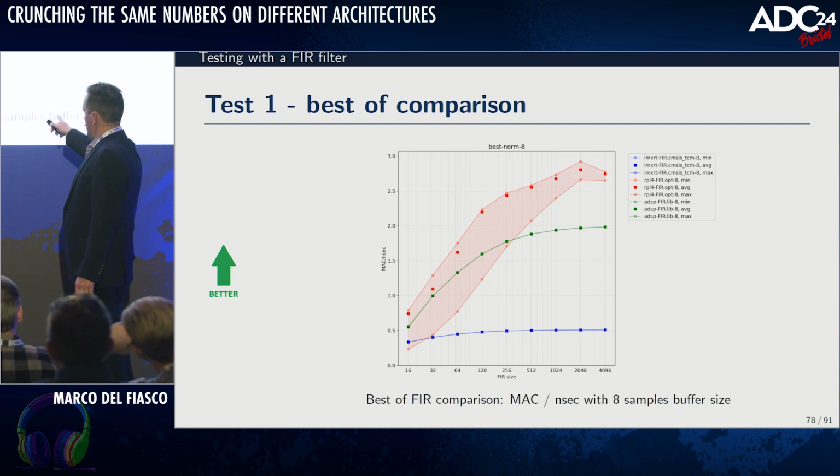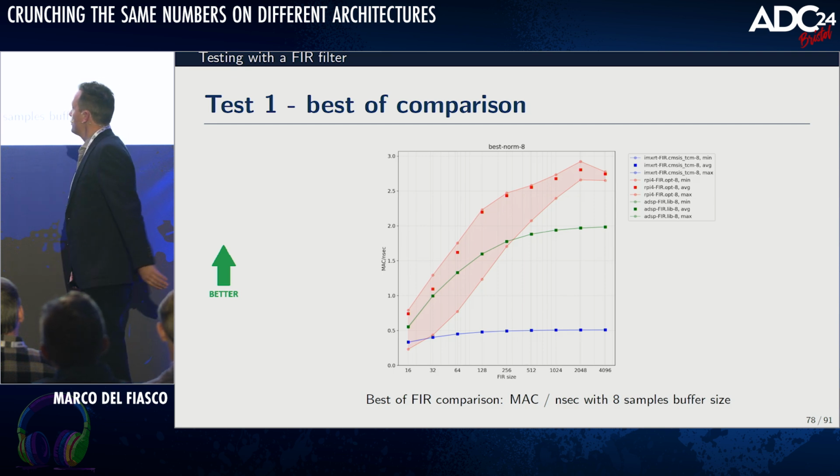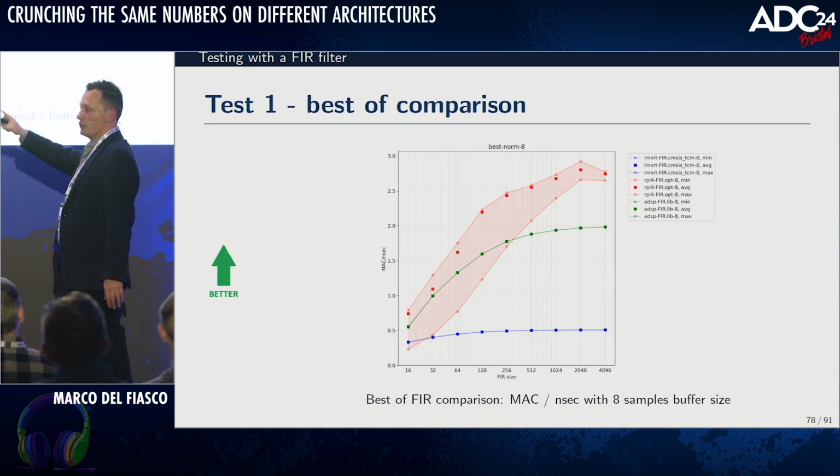This is with 8 samples buffer size. So you see that the microcontroller has a stable behavior. I plotted the minimum, average, and maximum here, because I also want to show you that when you run from internal memory, you don't have jitter. So the microcontroller is the blue one, reaches 0.5 MACs per cycle, but no jitter. The SHARC reaches 2 without jitter.